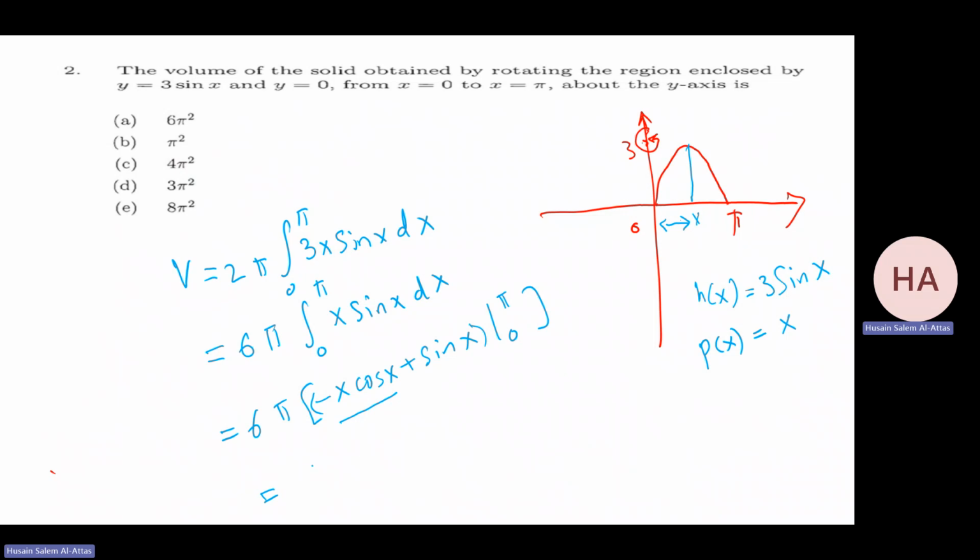So that will be 6 pi. Substitute: I have minus pi cosine pi, minus 1, sine pi 0, minus 0. Cosine 0 is 1, but times 0 is 0, sine 0 is 0. So that gives me pi, that will be 6 pi squared, which is this one.